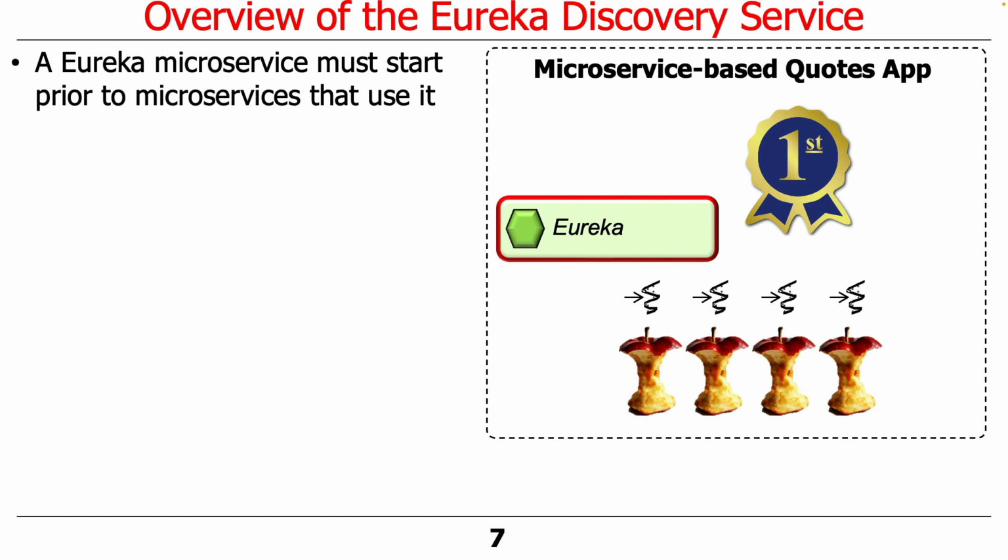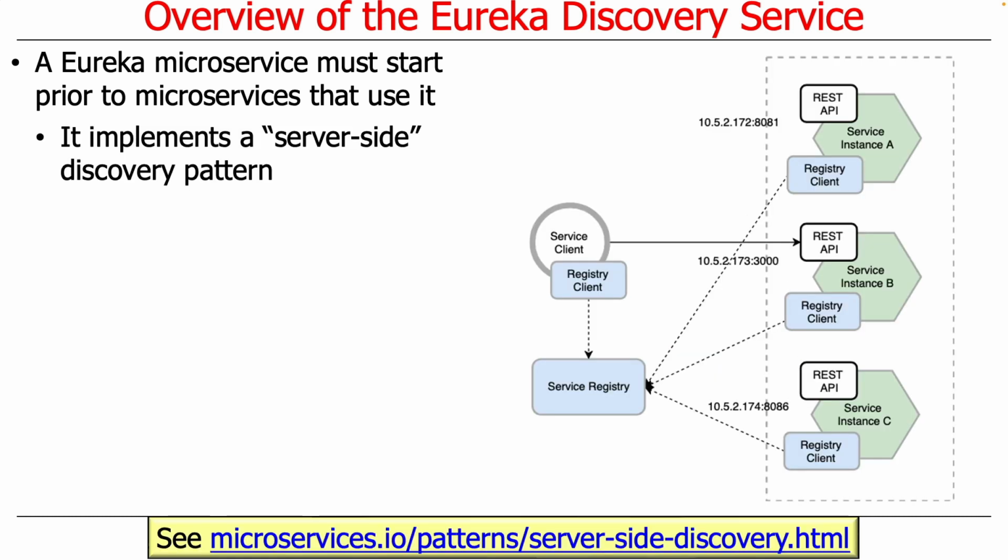Now, for this to work, of course, the Eureka microservice has to start prior to the microservices that use it. So it needs to be the first thing, or one of the first things, that comes up when you launch your services. So if you look at the run script that we have for this program and for your next assignment, you'll see that Eureka is always the one that begins first. It implements something that's known as a server-side discovery pattern.